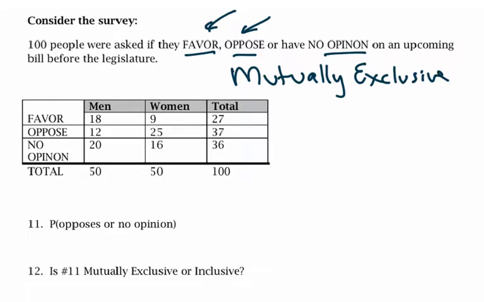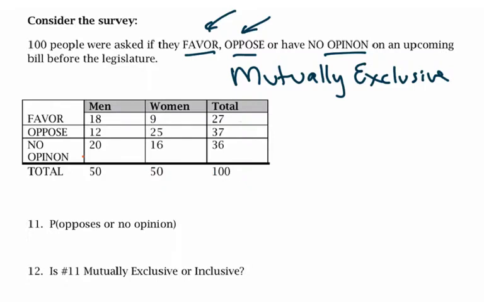So if we look at the table, out of the 100 people that were asked, those in favor were 18 men, 9 women, for a total of 27 out of the 100. Those that were opposed would be the 12 men, 25 women, 37 total. And then those that had no opinion were the 20, the 16, and the 36. So you see that every way, we add up to 50 men, 50 women, 100 people total, and all of the numbers add both ways.